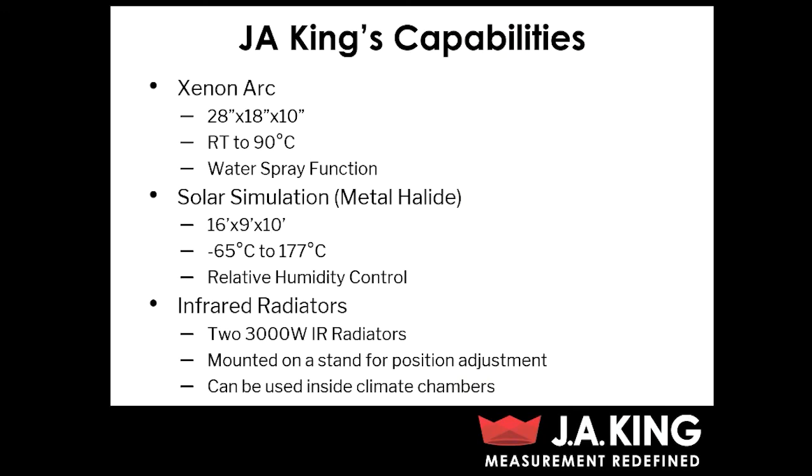For full spectrum solar simulation using metal halide bulbs, they're much larger chambers. Both are 16 by 9 with 10 feet tall ceilings. And you can see the temperature range is quite a bit wider as well. We can go all the way down to negative 65 degrees Celsius up to 177. And then those both have relative humidity control.